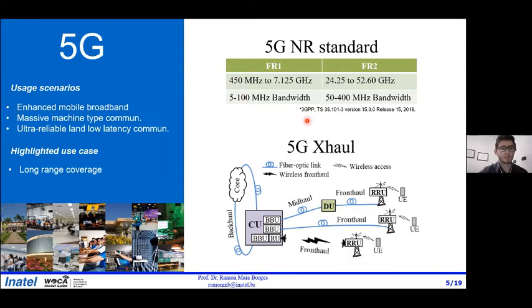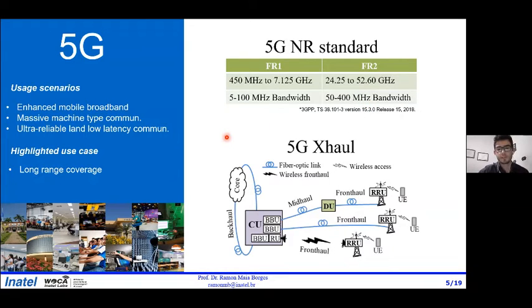In the 5G context, the 5G New Radio standard has been recently launched by 3GPP. It includes two frequency ranges, frequency range 1 and frequency range 2. The novelty is frequency range 2, which occurs in millimeter waves, and there are some options for bandwidth.